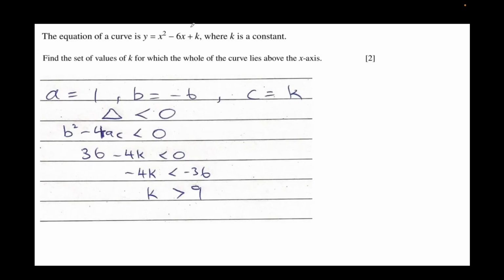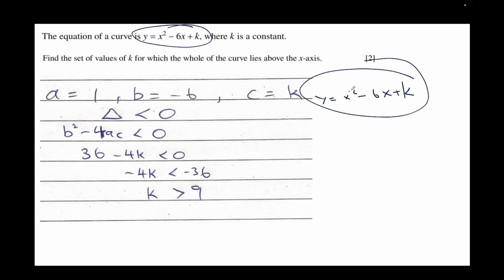If they give you the equation of a curve, you first recognize that y is equal to x squared minus 6x plus k. This is an undefined curve, meaning it's going to be a quadratic parabola, right? You know what a parabola looks like. You see the number in front of the x squared.